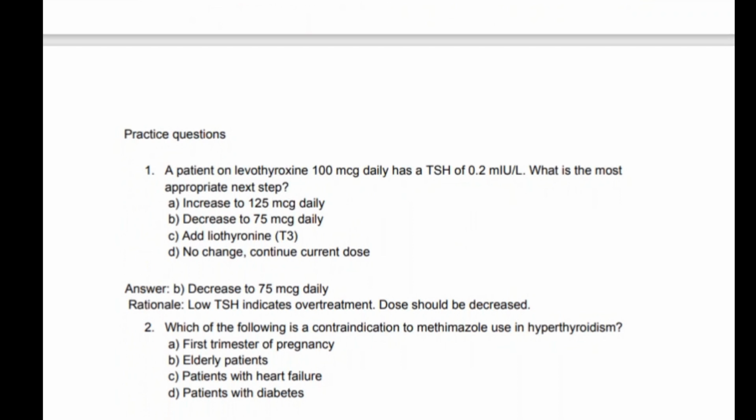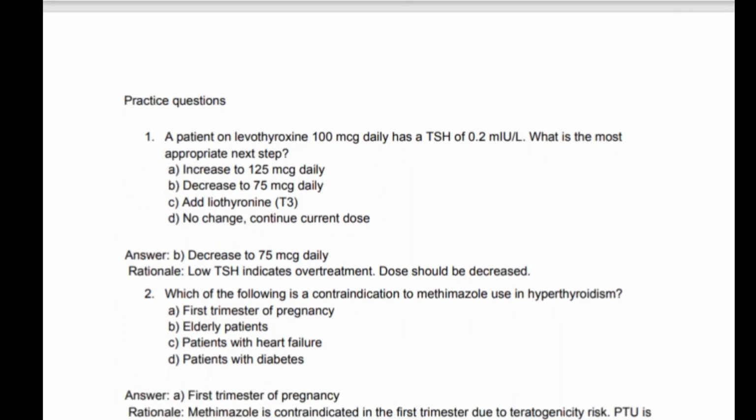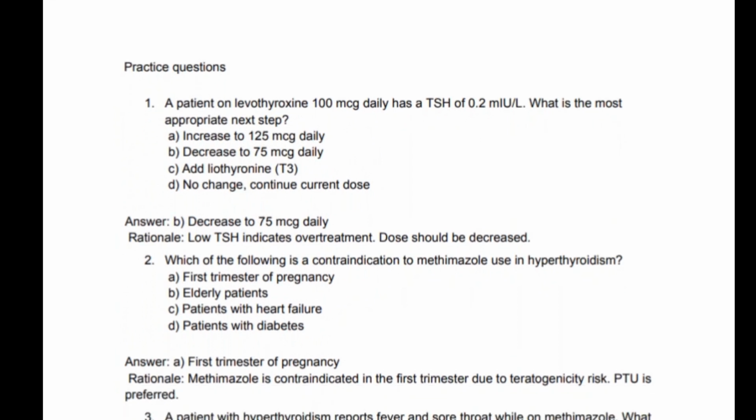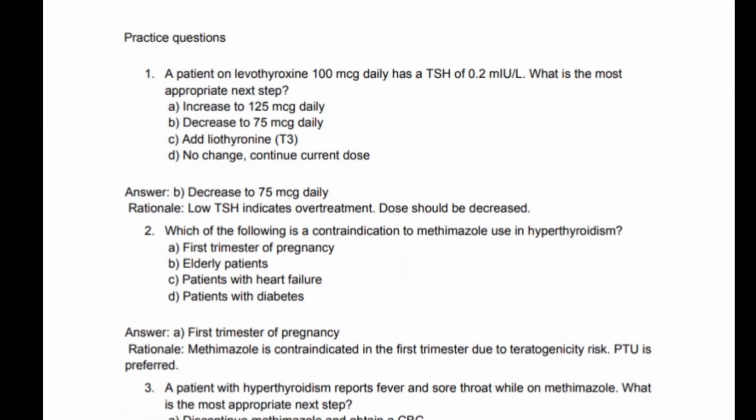A patient comes in with fatigue, weight gain, and cold intolerance. What lab test do we order first? Fatigue, weight gain, and cold intolerance. Those are classic hypothyroidism symptoms. We need to check a TSH level. Yes, TSH is our go-to test for hypothyroidism.